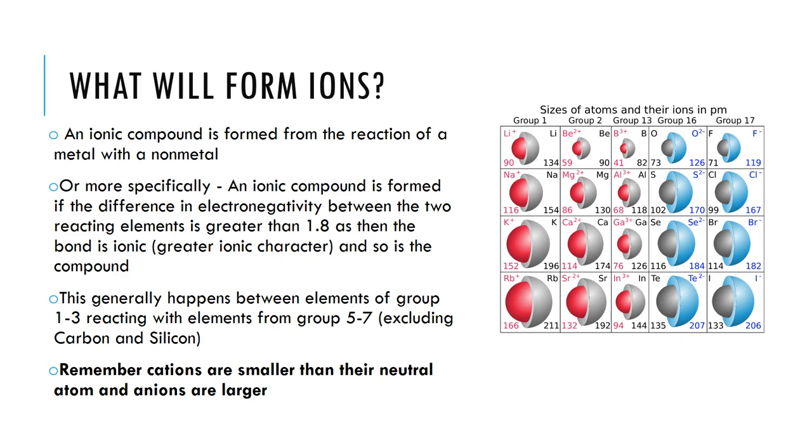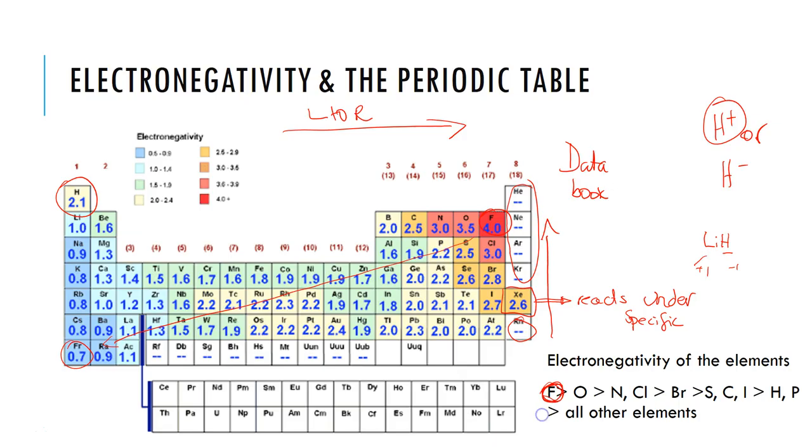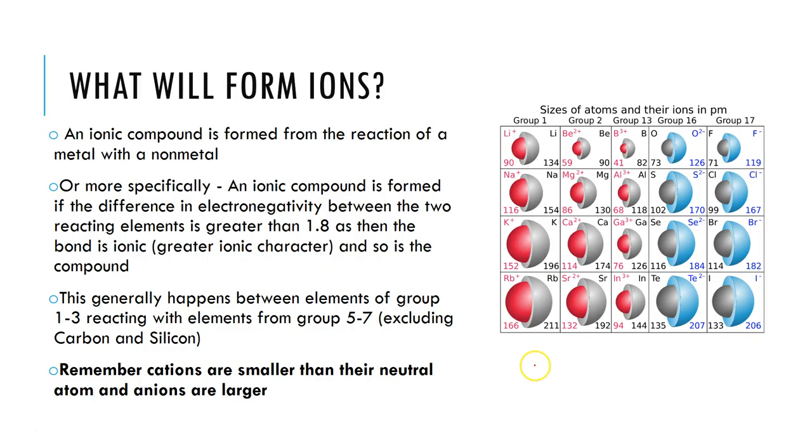So when we look at what will form ions, we get an ionic compound forming when a non-metal reacts with a metal. Particularly for the IB, we need to look at the electronegativity difference, which is another reason for you to become familiar with this table. So if we look at something like chlorine and sodium: sodium has an electronegativity of 0.9, chlorine has an electronegativity of 3. If I take 3 and subtract 0.9 from it, I'm going to get 2.1.